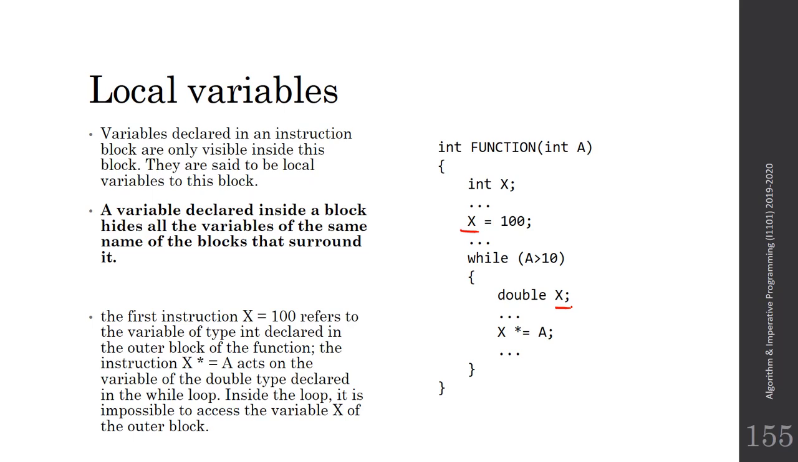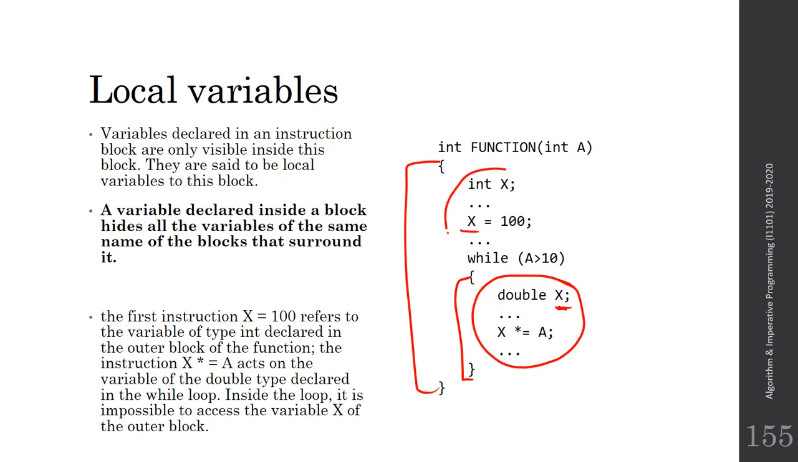So I have here curly braces, and I have here 2 curly braces. So I have here double x, and I have here int x. So the x here is only visible here, and the x here is only visible here. So if I'm doing x equal x multiple a equal to a, it means I'm using this x, and in this part I'm using this x. So if I'm here, I cannot access the x which is in the outside block.